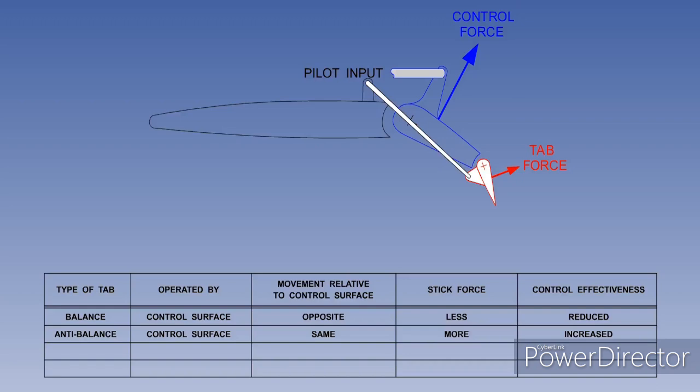The anti-balance tab is fitted to aircraft that otherwise would suffer from either a lack of control effectiveness or stick forces that are too low. To summarize, the anti-balance tab increases the hinge moment, stick force and feel. The pilot still moves the control surface directly, and it is the control surface that once again moves the anti-balance tab. The anti-balance tab moves in the same direction as the control surface, giving an increase in control effectiveness.